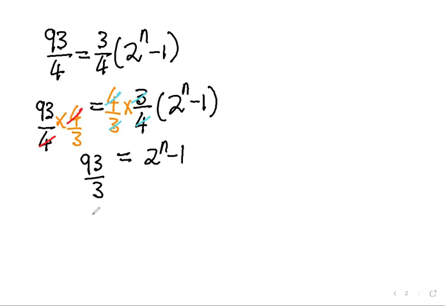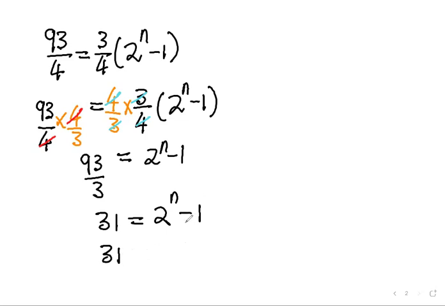Now when it's like this, remember, you can write it like that. Let's double check, 93 all over 3. Let's see if 93 over 3 is divisible by 3. So you're going to say 93 divided by 3, which will give you 31. Yes. So you're going to get 31. It's equal to 2 to the exponent of n minus 1.